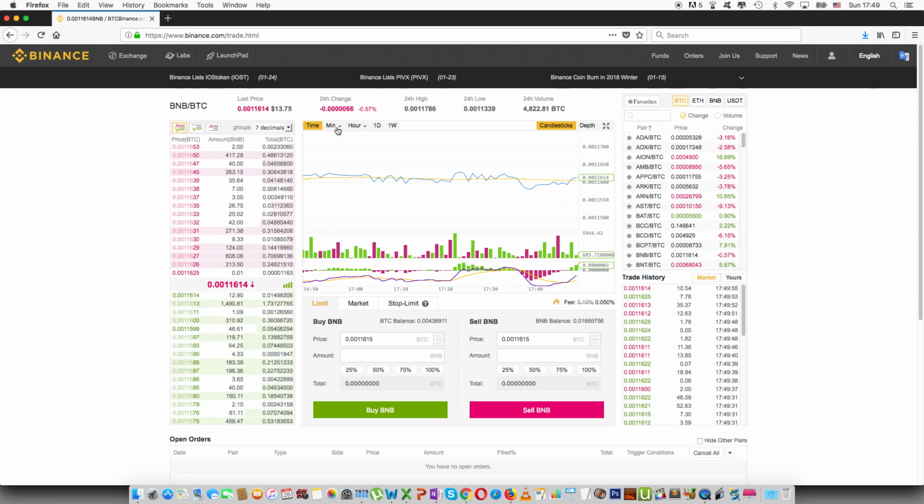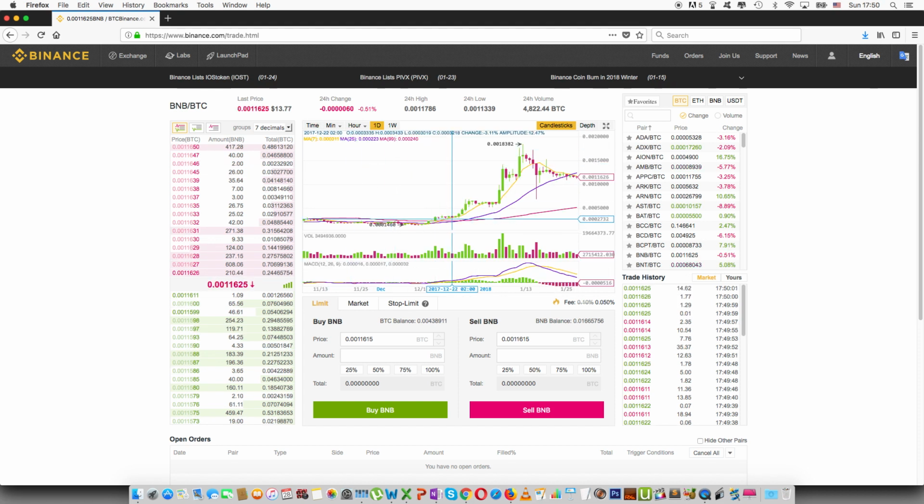You can select the different time frames you want to see the graph, for example 1 day, and you can see that it has been consolidating and it has a bearish trend. So here you can buy BNB because I have selected BNB and BTC market.